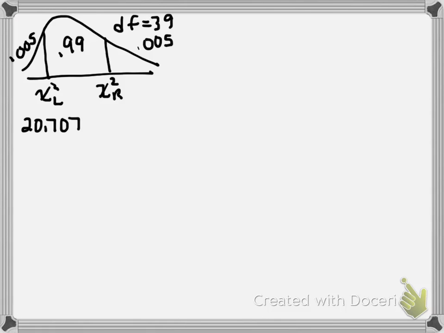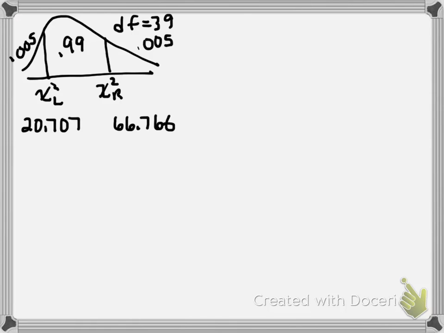Now let's go to chi-square on the right. The area to the right of that critical value is 0.005. Along with 40 degrees of freedom, you should get the critical value of 66.766.